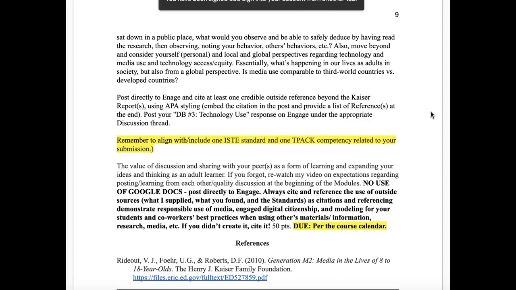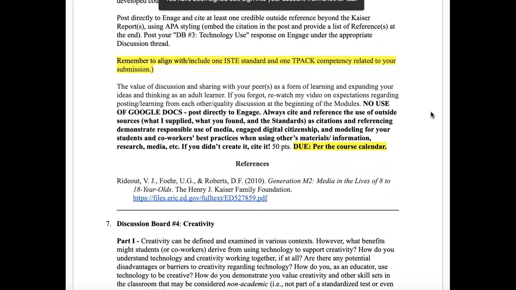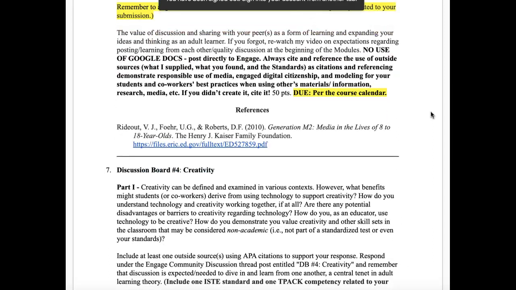Post your discussion board 3 technology use response on Engage Yammer under the appropriate discussion thread. Remember to align with or include one ISTE standard and one TPACK competency related to your submission. The value of discussion and sharing with your peers as a form of learning and expanding your ideas and thinking as an adult learner is important. If you forgot, rewatch the video on expectations regarding posting and learning from each other. Please do not use Google Docs for this assignment.